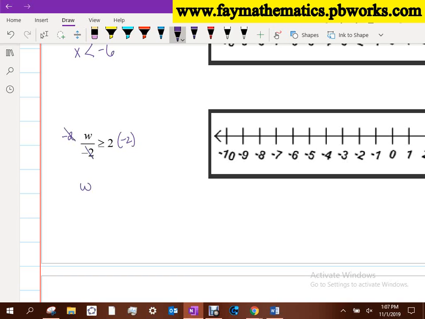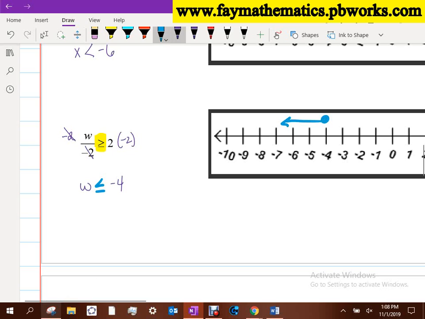So your Y or W, and I get negative 4 over here, right? But what did I multiply by? A negative. So that symbol needs to change to that symbol, right? So it would be closed at negative 4, and we'll go left.